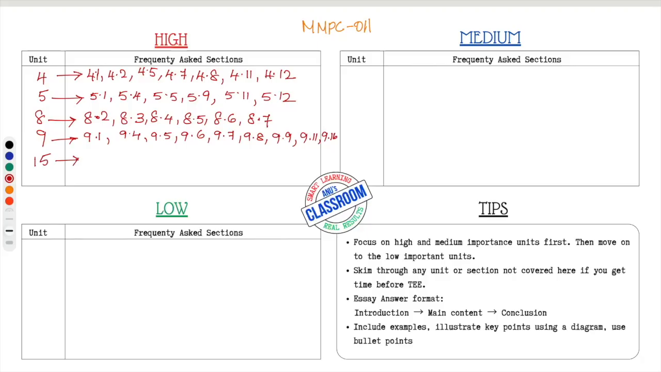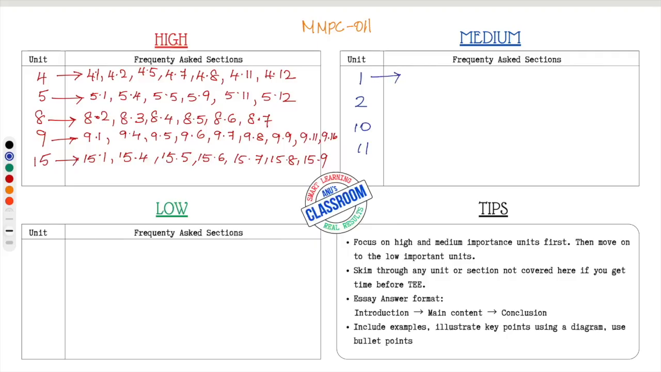From Unit 15, that is positive approaches to work behavior, you can focus on 15.1, 15.4, 15.5, 15.6, 15.7, 15.8 and 15.9. Okay, so these are the high importance units and the frequently asked sections of those units. Now, going to the medium importance. So we have around 4 units that are of medium importance, including Unit 1, Unit 2, Unit 10, and Unit 11. Let us look at the frequently asked sections from these.